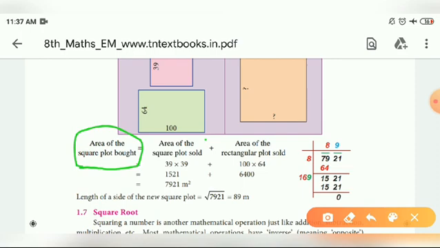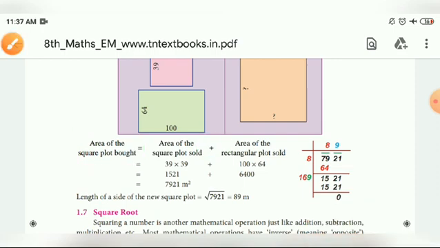First he sells the square plot. Next, find the area of the rectangular plot sold. Next, we want to add the two areas of the plots. First one, area of the square plot means 39 into 39. 39 into 39 is 1521. Next, area of the rectangle means formula length into breadth, 100 into 64, 6400.